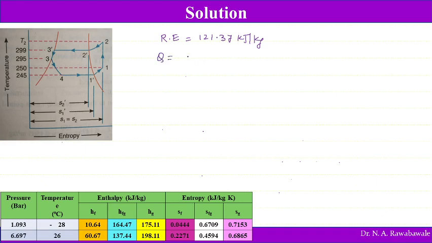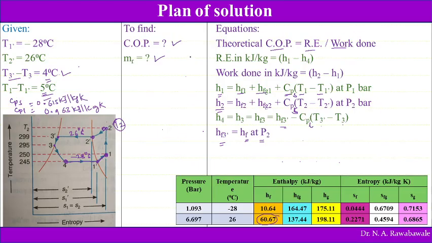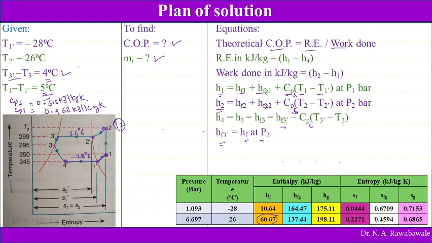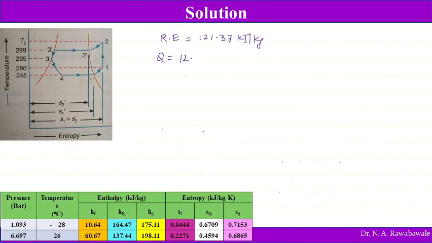Once we know the refrigerating effect, he has given the refrigeration capacity, that is the heat carrying capacity Q, in terms of refrigeration: 12 tons of refrigeration. So 12 ton into 210 gets converted into kilojoules per minute. 12 into 210 is 2520 kilojoules per minute.